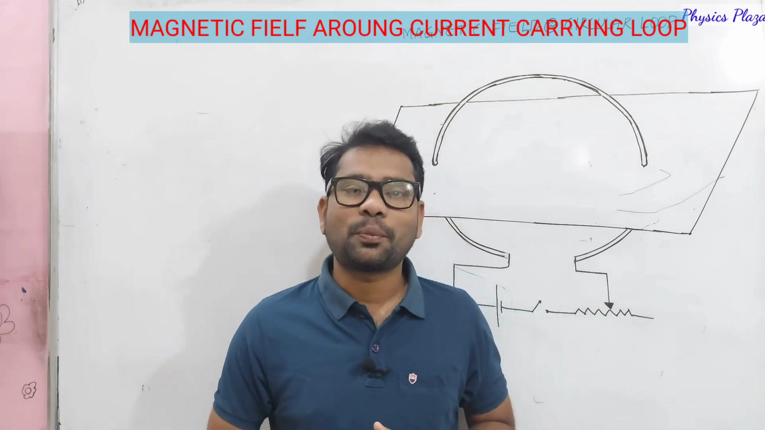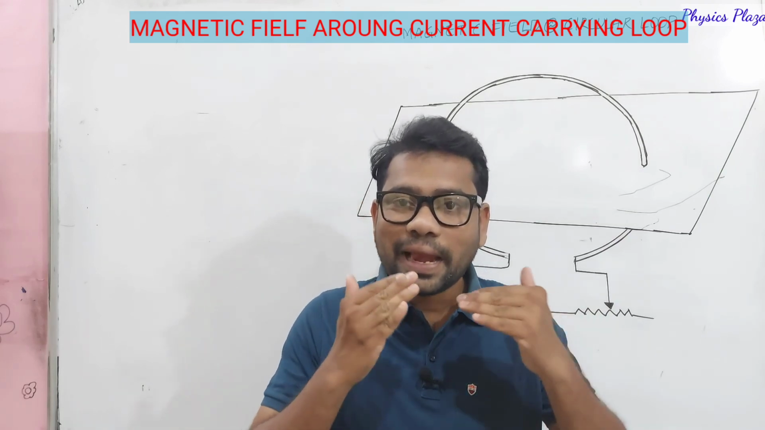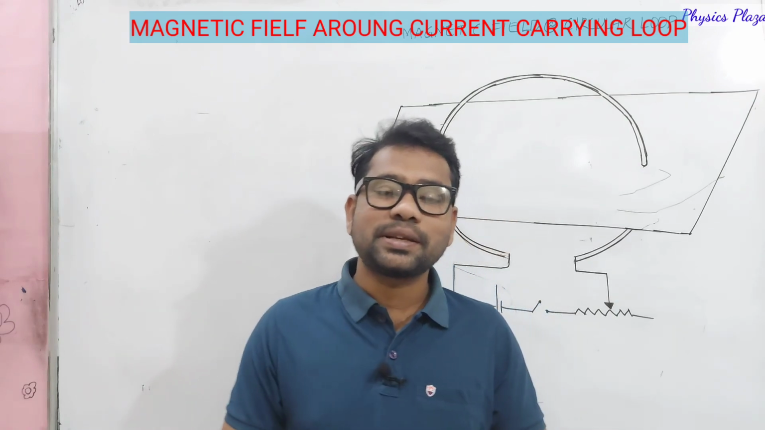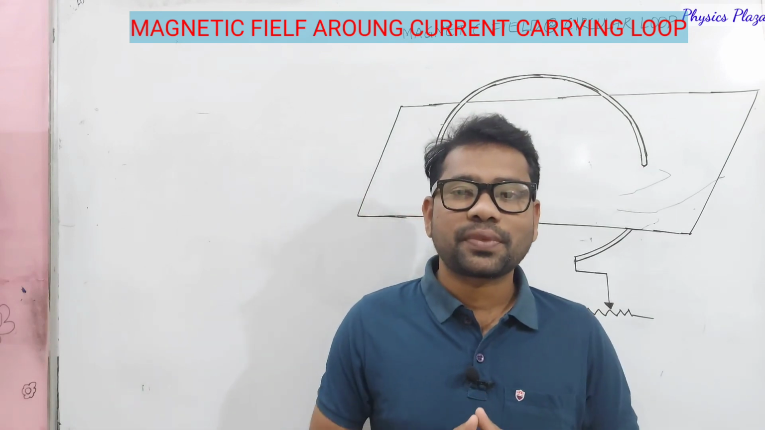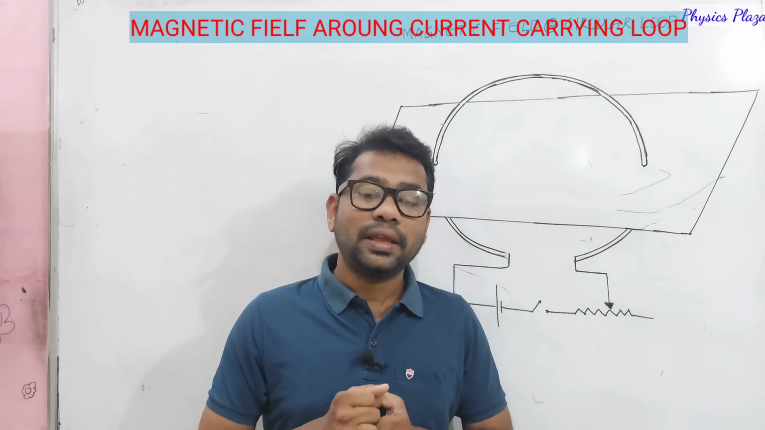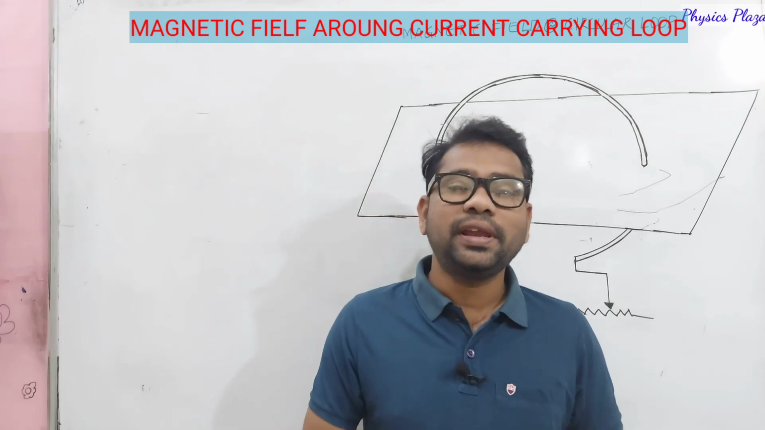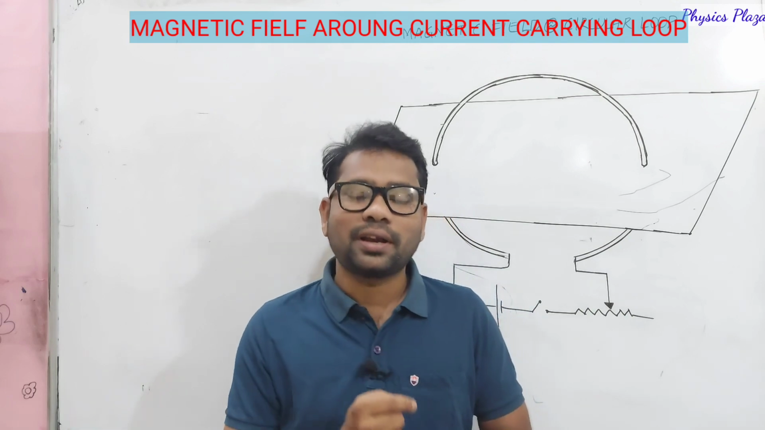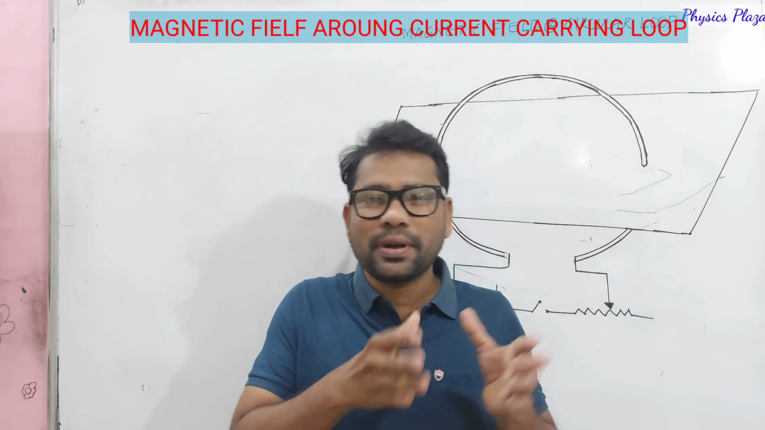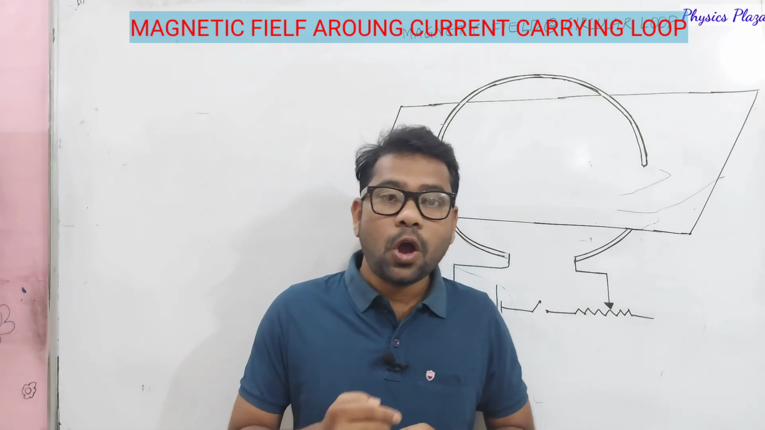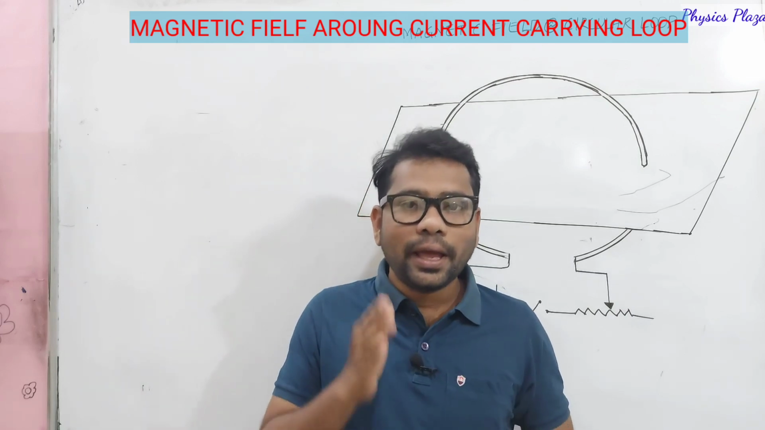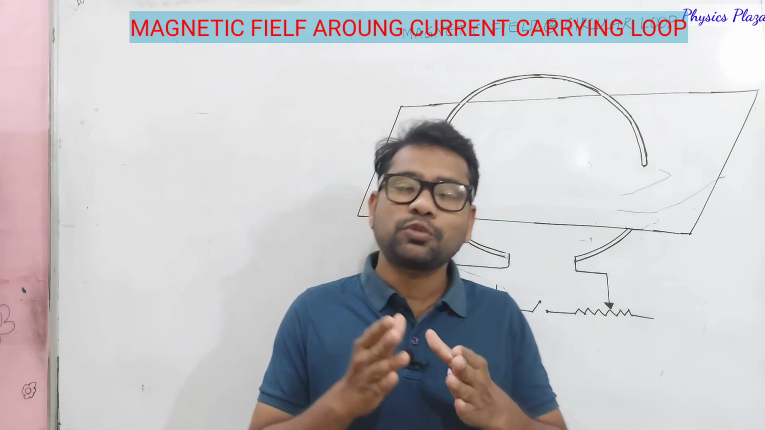Before getting to our topic, let us recall what we discussed in the previous class. Children, we discussed Oersted's experiment, the right hand thumb rule, and the magnetic field around a current carrying straight conductor. So let us recall what Oersted's experiment proved. It proved that there would be a magnetic field around a current carrying conductor, which means what?